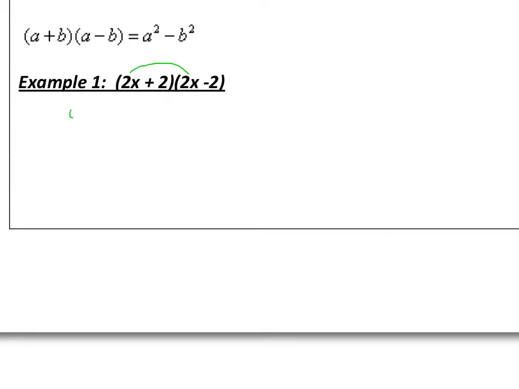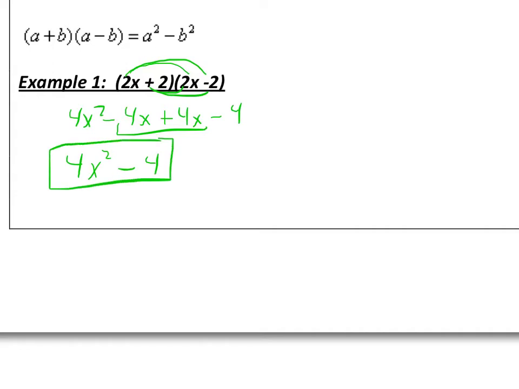Multiply the first one, we get 4x squared. Outside, we get negative 4x. Inside, we get a positive 4x. And last, we have negative 4. Now again, we have like terms, so if we combine them, notice that they are opposite signs and they cancel away. And you're left with, instead of a trinomial, a binomial with no x term.